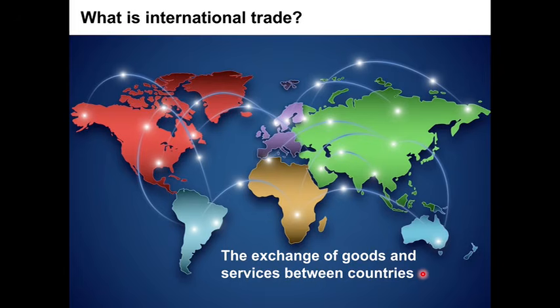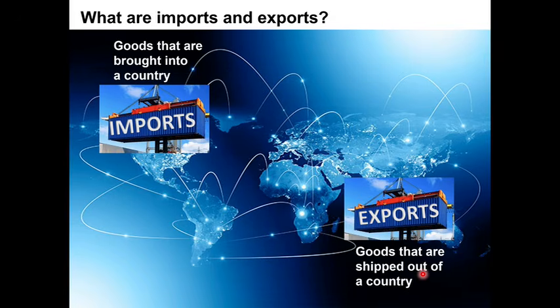Now, this exchange happens by means of two things, by imports and by exports. The first one, the imports, these are goods that are brought into a country. Okay? So your imports are goods brought into a country. But your exports, on the other hand, are goods that are shipped out of a country. Right? Now, if you look at this immediately, you must think, it's not only a definition here. I must think a bit further.